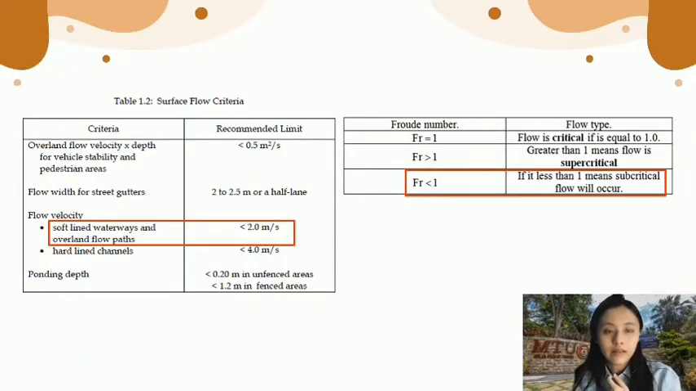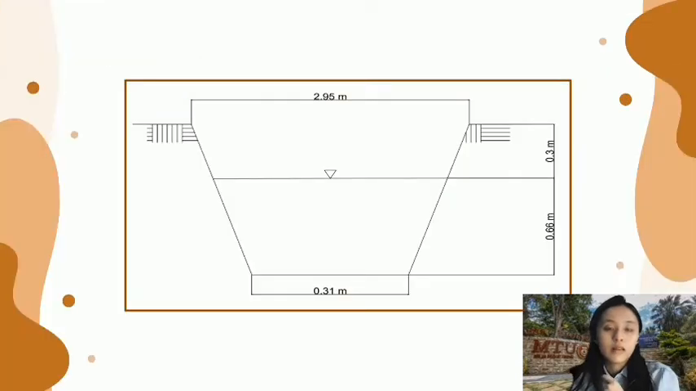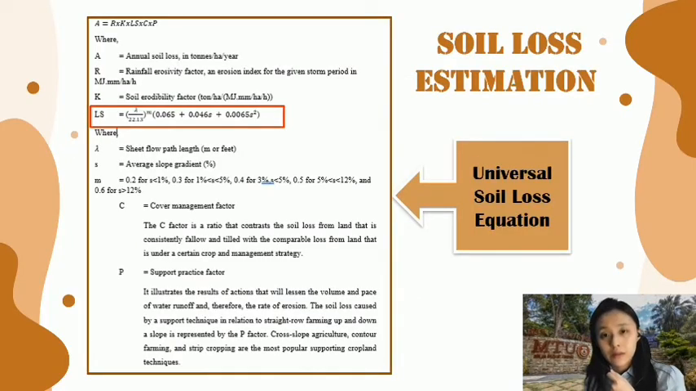And these are the criteria for the temporary drainage design, where the flow velocity has to be less than 2 meters per second and the Froude number has to be less than 1. And this is the temporary drainage design for our project. Then we have to proceed with the soil loss estimation, and this can be done by using the universal soil loss equation as shown in the diagram.